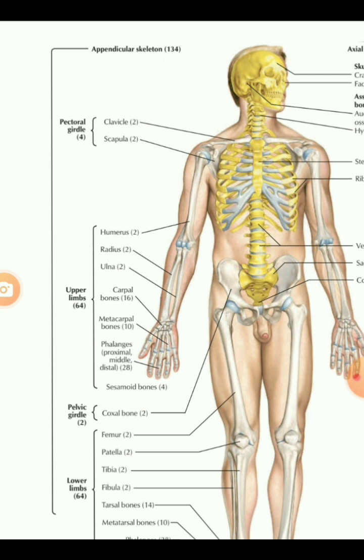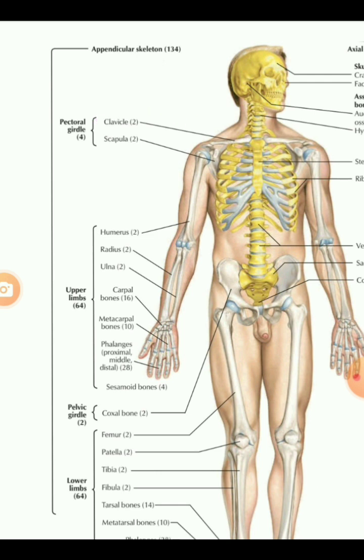Okay, so this is why it is written 134, because they have also calculated the sesamoid bones that are present in our body. Okay, so pectoral girdle. Let's start with the appendicular skeleton. We are having the pectoral girdle first.